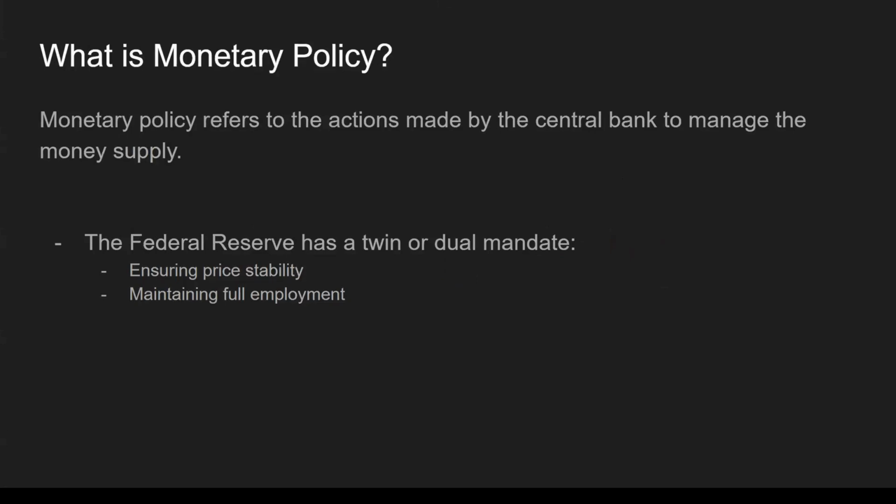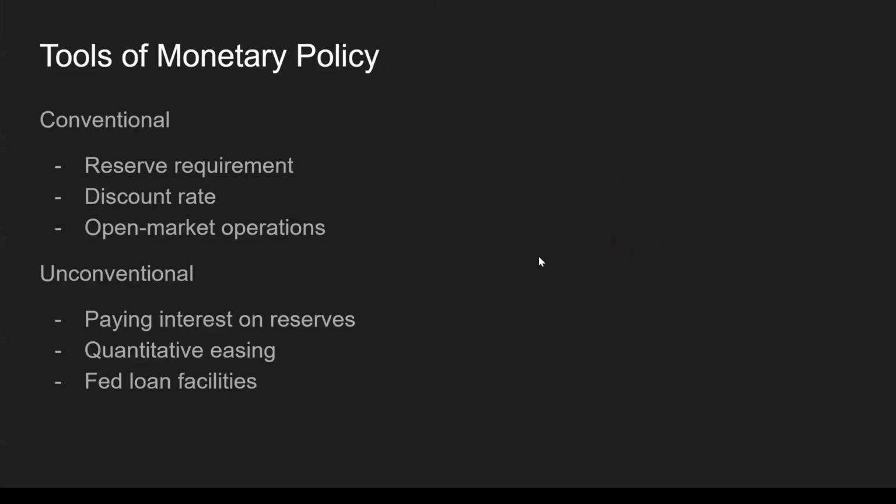Monetary policy refers to the actions made by the central bank to manage the money supply. The Federal Reserve has a twin or dual mandate. This is ensuring price stability and maintaining full employment. So, we have conventional and unconventional tools of monetary policy.